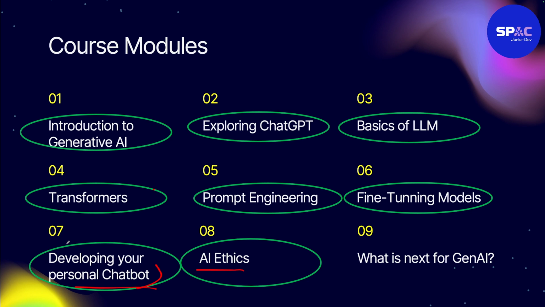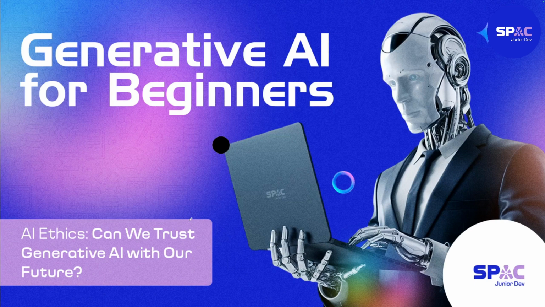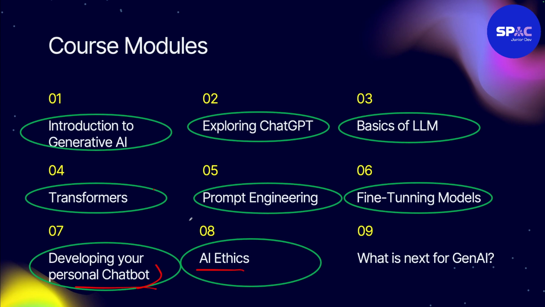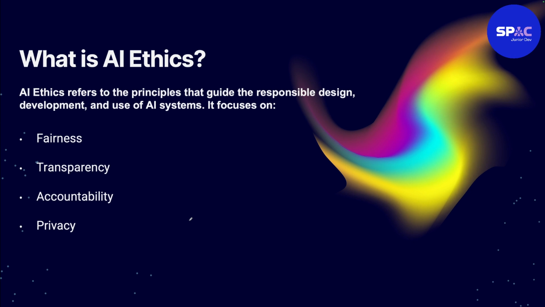So in today's video, we want to look at AI ethics, right? So we want to look at can we really trust generative AI with our future? Can we really trust generative AI with our data? What are the do's and don'ts when we are creating generative AI applications? So what are the things that we should look for that are good and that are not good? Okay, so that's the purpose of this lecture.